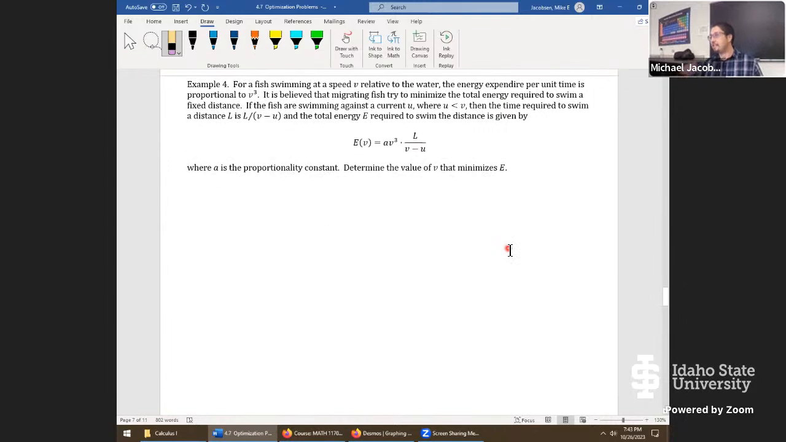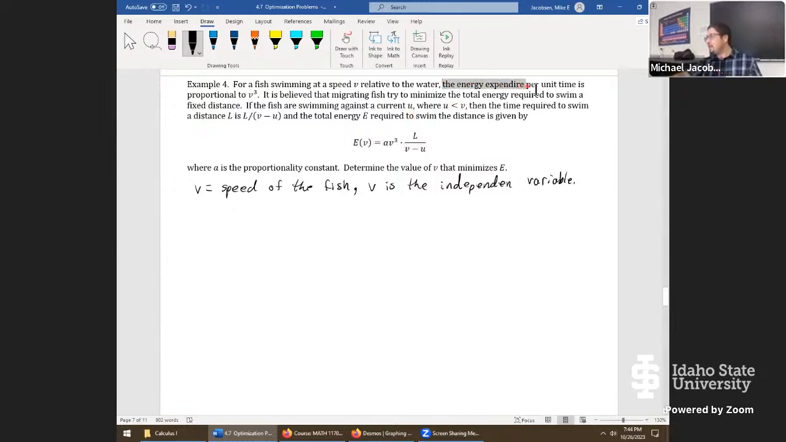So here's the context. It says, for a fish swimming at speed v relative to the water, let's pause right there and say what v is, because we're going to have to cite these things multiple times. V equals speed of the fish relative to the water, but I'll paraphrase it to that. Notice that the function is stated as E of v. This tells us v is the independent variable. That means it's like the x in the problems. The E itself is like y. So think of v as x, the independent variable.